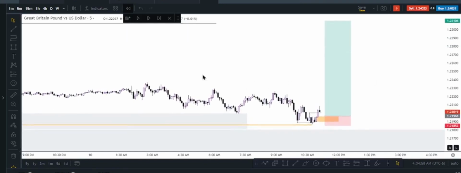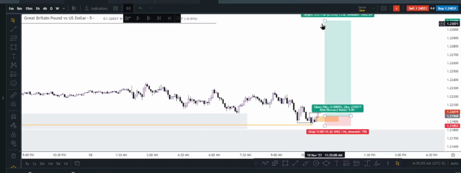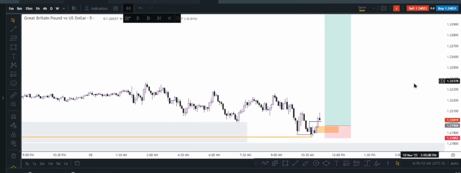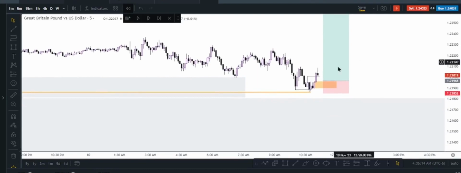All right, but when price gets to this 1 hour high, you can take partials. You can begin to trail your stops. It's allowed. All right, but for now, let's play price and see whether it will go our direction.